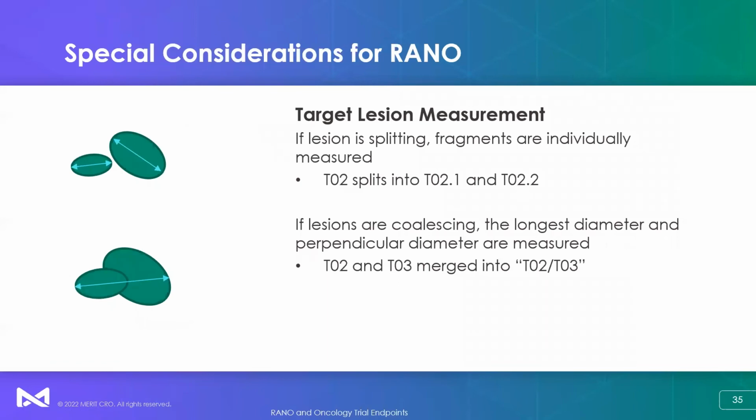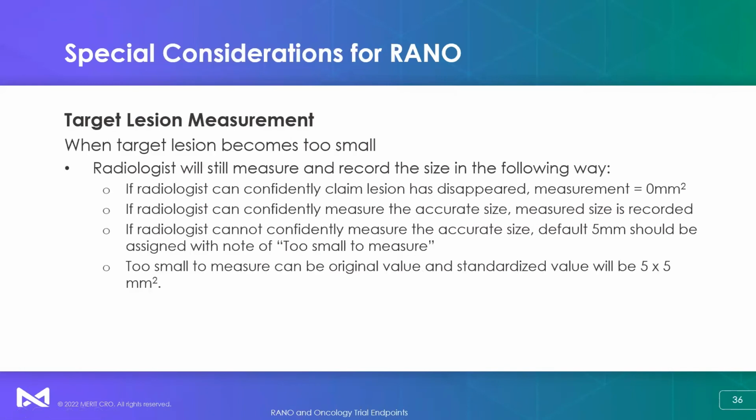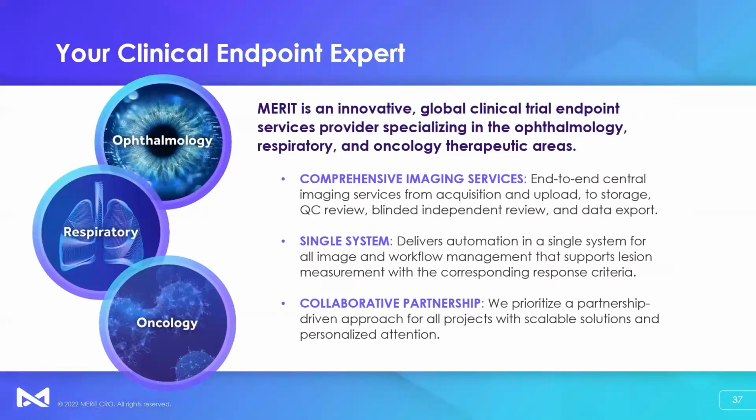Some other minor considerations really follow the overall RECIST guidelines. Any splitting or merging tumors can be followed individually or as a whole in such cases. And then also any too-small-to-measure lesions: if the radiologist really cannot provide the accurate size, but can only confirm there is still an enhancement, they can provide the 5x5 placeholders for the RANO. All right, and that wraps up my portion.